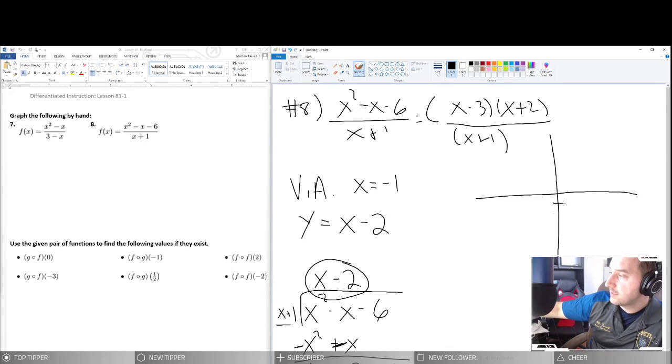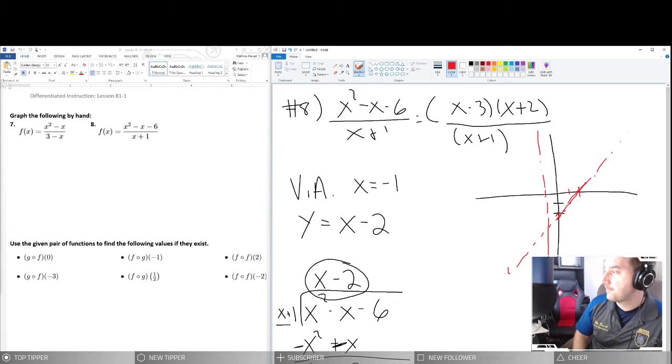So x minus 2, up 1 over 1, up 1 over 1. It's hard to draw dashed lines. And then I have a vertical asymptote at x equals -1. So those are my asymptotes, the red.